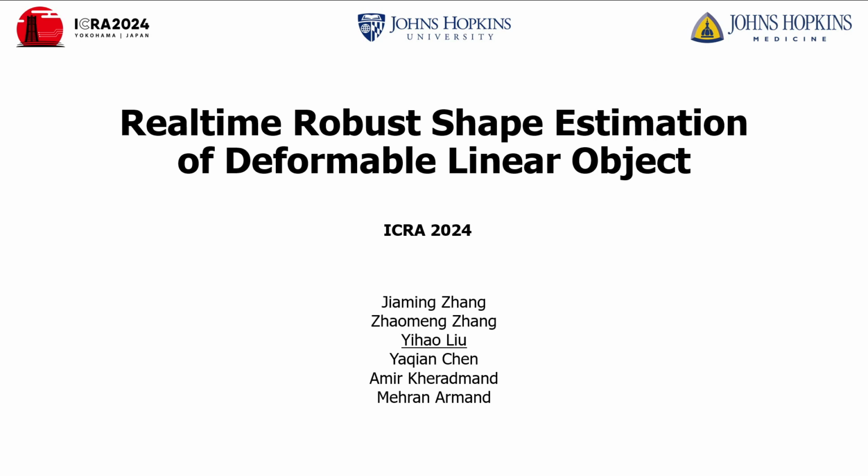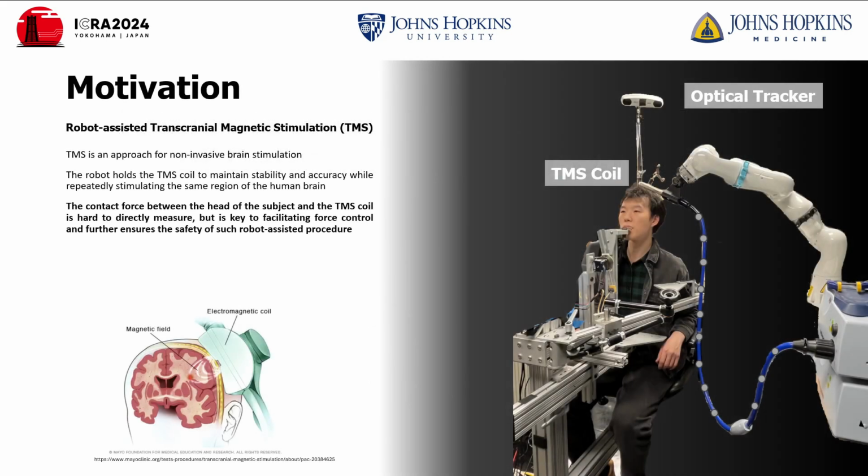Hello. Today I'm going to present our work on estimating the shape of deformable linear objects with our proposed algorithm in real time. The project is motivated by our clinical application, robot-assisted transcranial magnetic stimulation, or TMS. TMS is a non-invasive brain stimulation that uses a changing magnetic field to induce an electric current at a specific area of the brain. The use of a robot can help to improve stability and accuracy in this procedure.